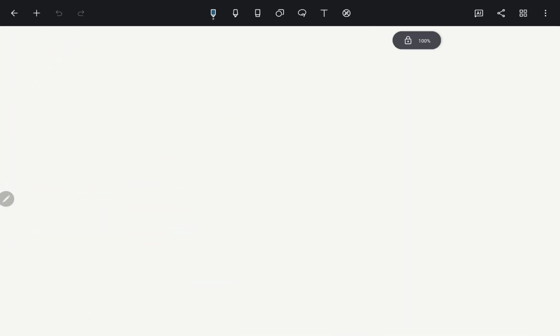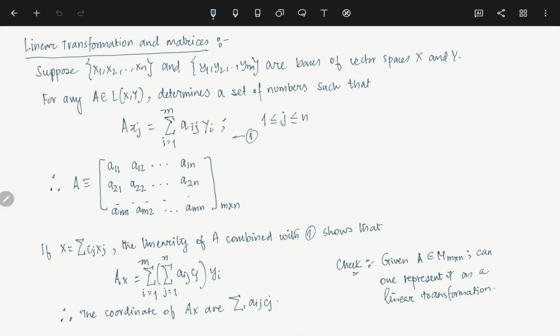Now the question is why are we suddenly interested in this? Because matrices play a fundamental role in our study of ODEs, which we are going to see later on. You already know this matrix is of size m cross n, meaning m rows and n columns.